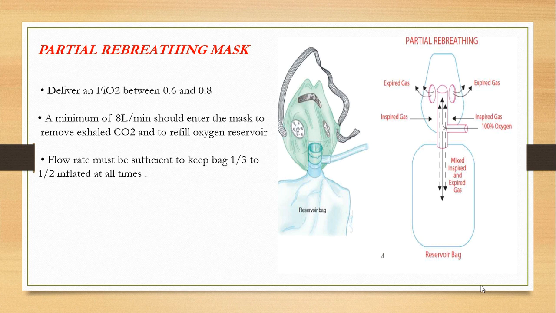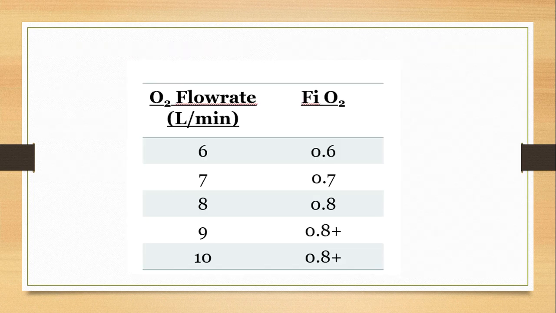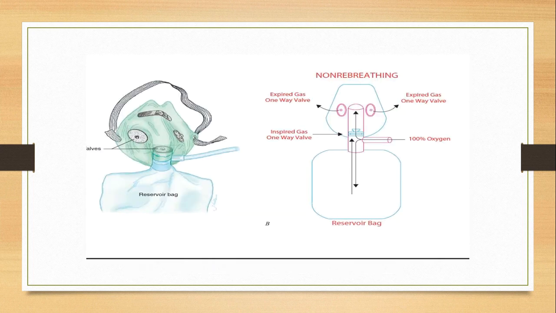A minimum of 8 liters is required to maintain the fresh gas flow into the mask and to avoid the entrainment of CO2. The flow rate in the bag or in the device should be sufficient to keep the bag at all times about 1/3 to half filled. So these are the various flow rates: at about 6 liters, 0.6 FiO2, and even at 10 liters, it is almost impossible to deliver an FiO2 of more than 0.8.